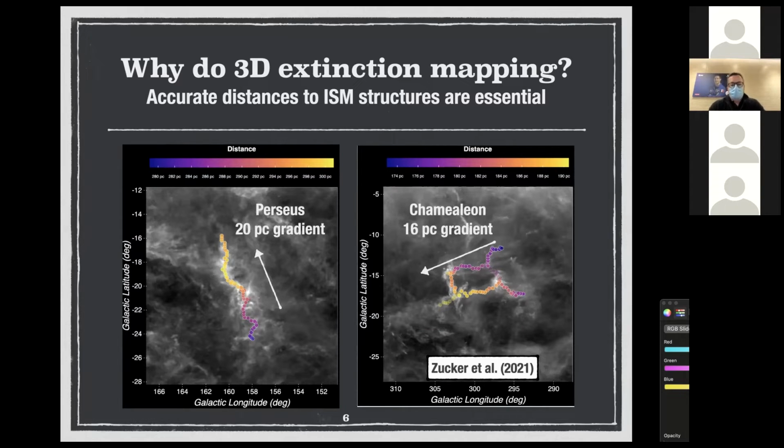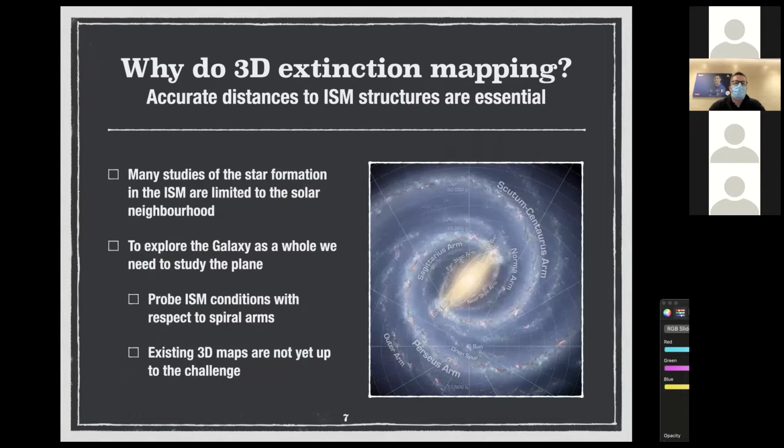So we can see that the methods and data exist to do this kind of precision distance estimates. However, most of these are concentrated around the solar position, which is still very useful. But if we really want to put everything into a galactic context, we need to look more in the galactic plane. In this way, you can look at ISM conditions with respect to spiral arms, maybe even see what happens as we go through an arm, which, as we've seen in the last slide, could maybe be possible in the future, but existing 3D maps are not capable of doing that.